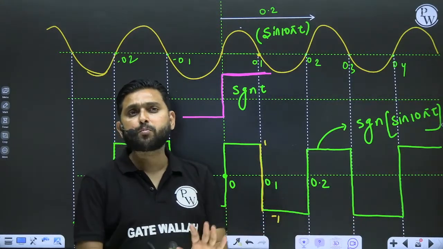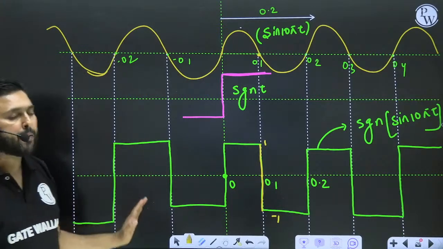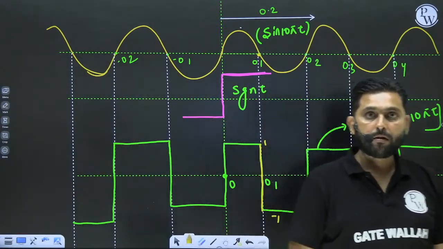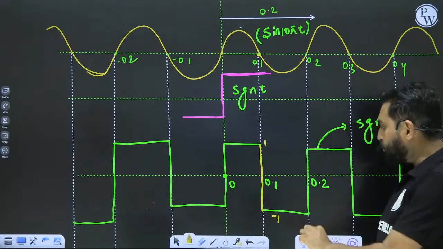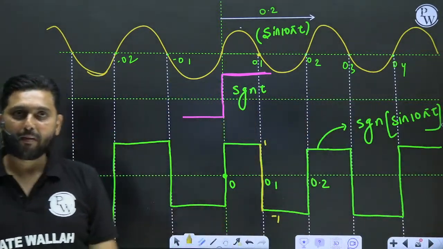I hope this point is clear to you. Is it clear? This is a beautiful example, a beautiful application of the step function. So at this point, what is the average here? The average is 1 minus 1, which becomes 0.